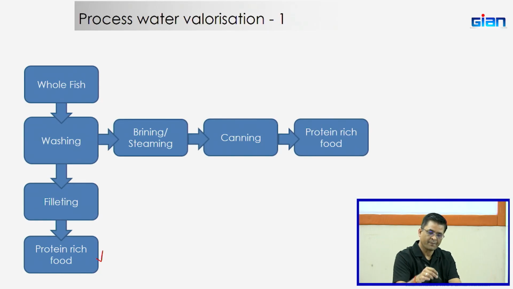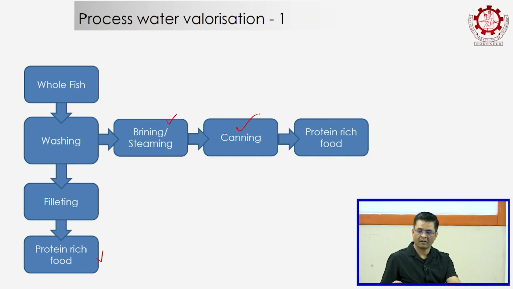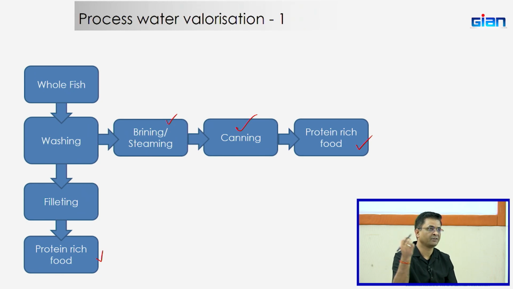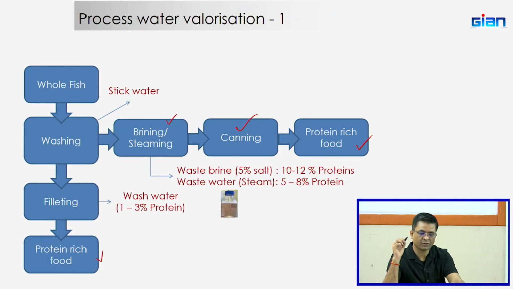Or else you have a whole fish, you can put any species, mackerel in this line, salmon, this line, sardines, tuna, this line. Fish is washed, you put it in a brine solution, you steam it, you put it in a can and you get your protein rich food. I have written protein rich food because fish is considered a good source of protein. Now, what happened in this process?